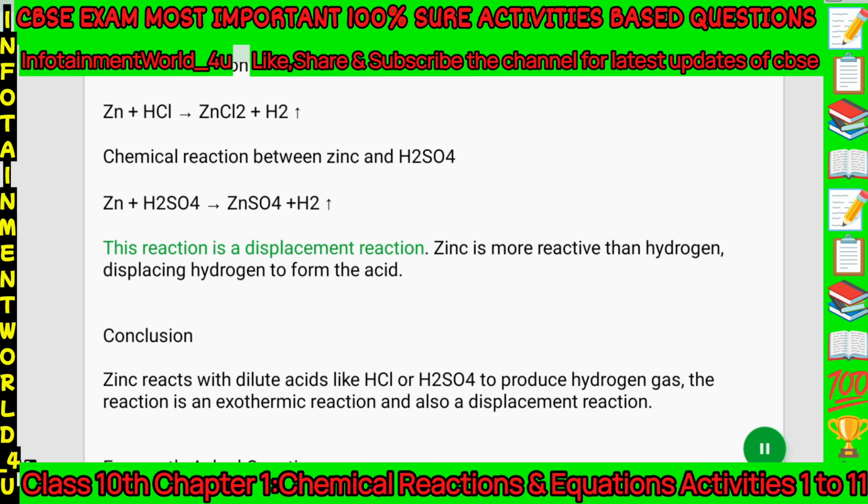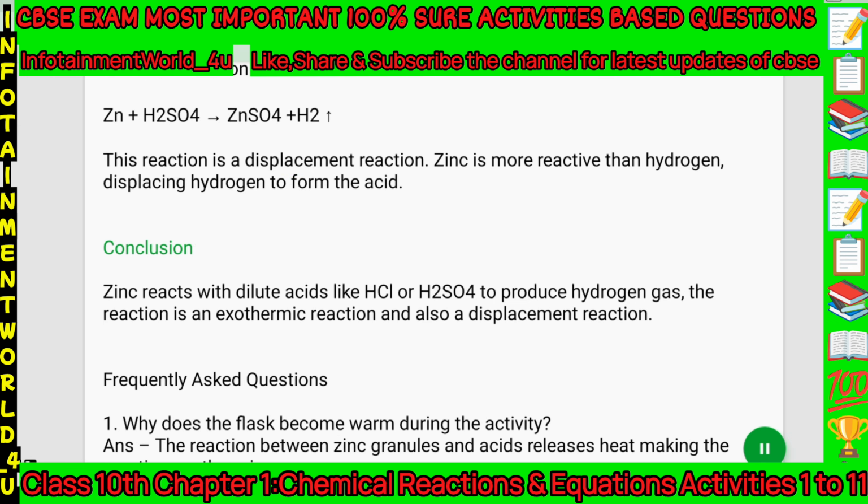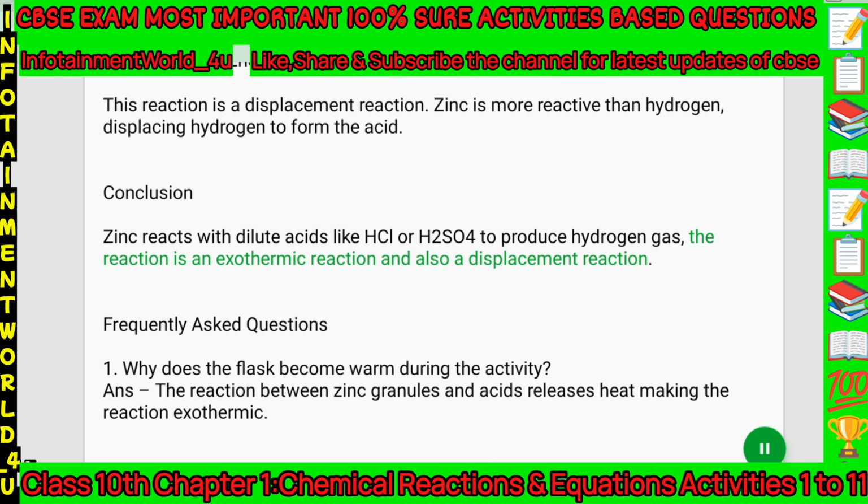This reaction is a displacement reaction. Zinc is more reactive than hydrogen, displacing hydrogen from the acid. Conclusion: zinc reacts with dilute acids like HCl or H2SO4 to produce hydrogen gas. The reaction is an exothermic reaction and also a displacement reaction.